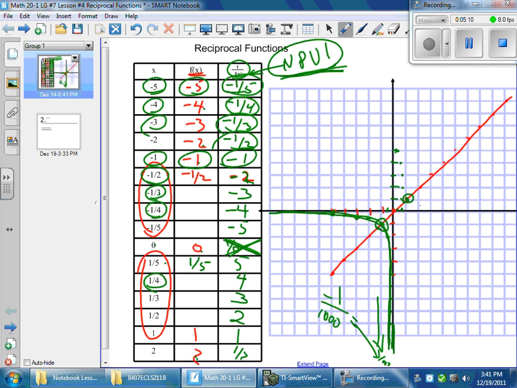Then you start going out to these numbers and look what happens. You get the exact same graph here going down like this, cutting through our 1, 1, and going out here, and again getting closer to this axis and closer to this axis, but never really touching it. Why can't it touch this? Because it's a non-permissible value. That's really, really cool.